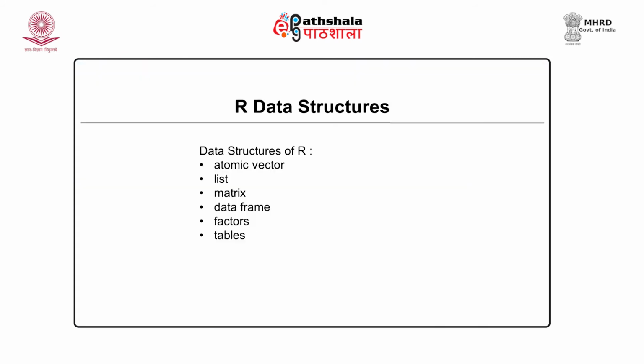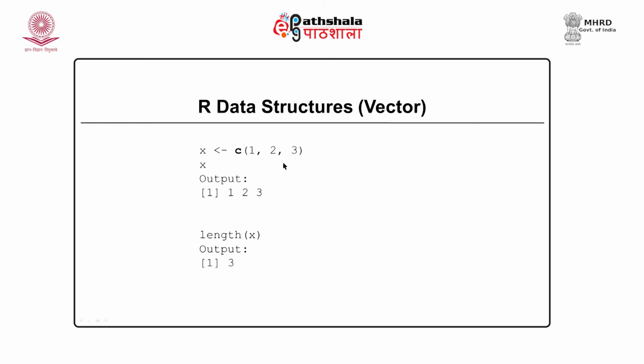As I said, the vector can be supported. Let us see an example of the vector data type. Now, this is an example of a vector. I am creating a vector of 1, 2 and 3. It is a 3 element vector, stored in the variable x. We can imagine this as an array of the same type. When you simply type x at the command prompt, it will output 1, 2, 3. When we use the function length of x, it will output 3, the total length of this vector.